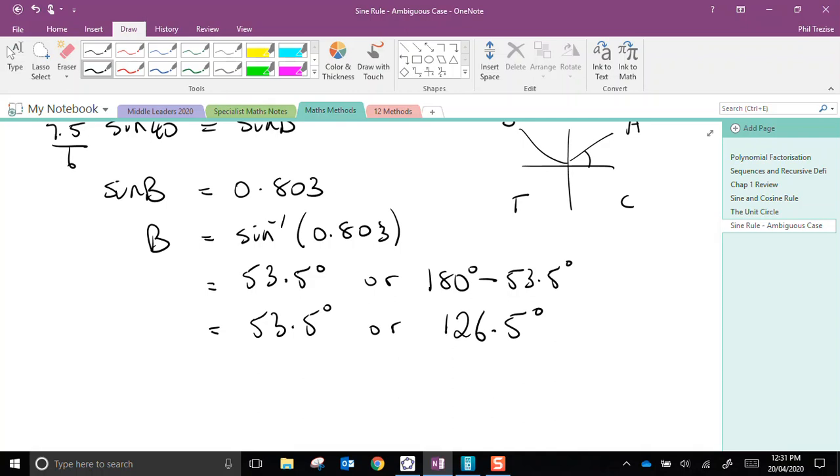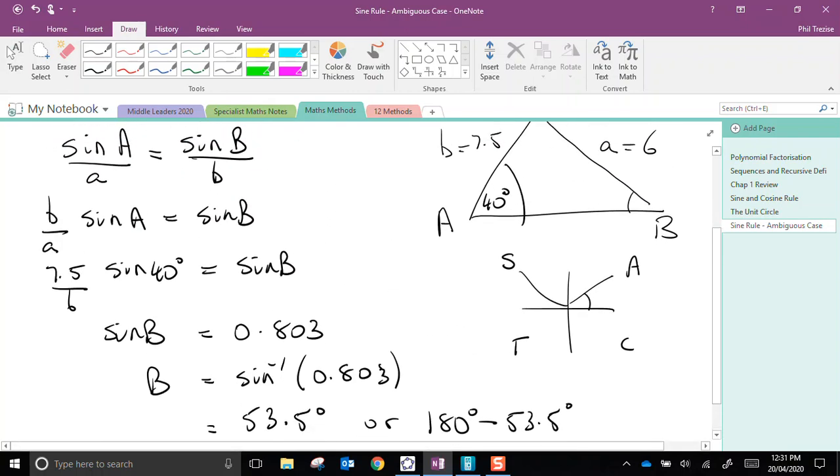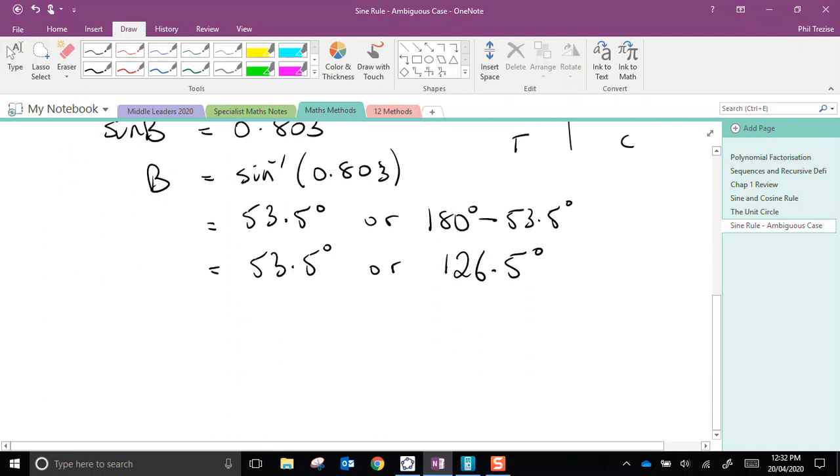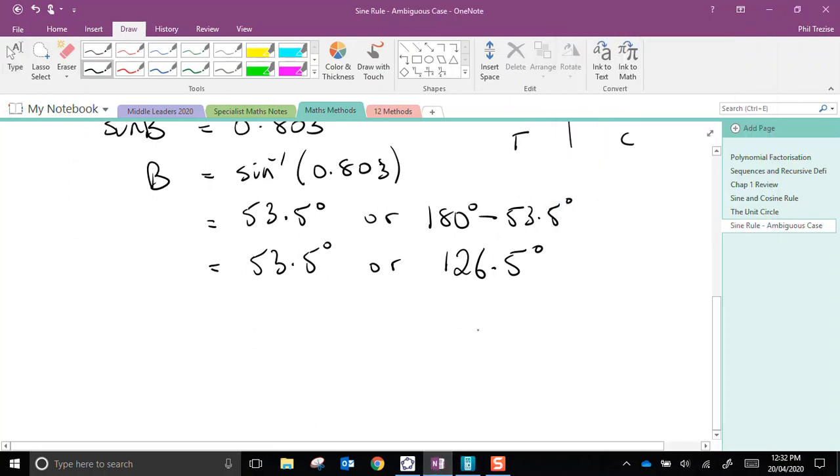Well, they both apply. We know there was a 40-degree angle in the corner, don't we? Would it make sense to have a 53.5 degree angle? Yes, because the sum of these is less than 180. It leaves a third angle possible. What if I had the obtuse angle? The obtuse angle of 126, it was 126, wasn't it? Yeah, 126. If I had the obtuse angle, well, I've still got a 40 degree angle in the corner.